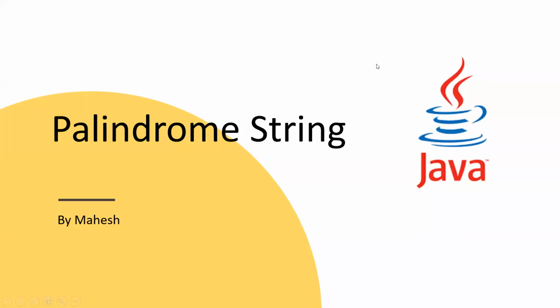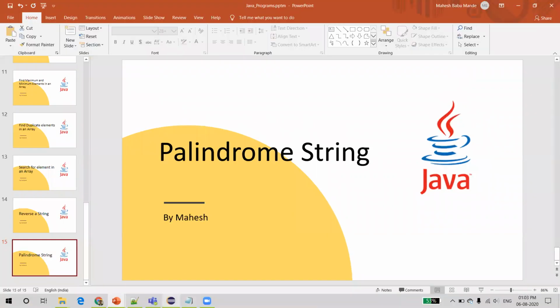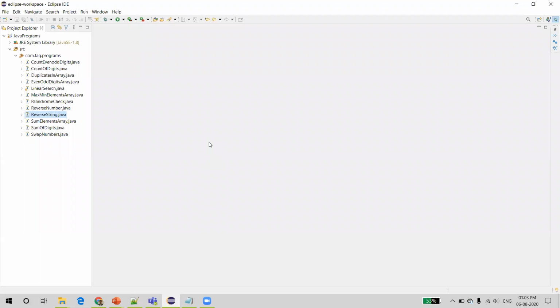Hi everyone, welcome. In this video, I am going to show you how to find if a given string is palindrome or not. First, let us understand what a palindrome string is. Given a string, if we reverse that string and if the reverse string is the same as the given string, then we call that string a palindrome.